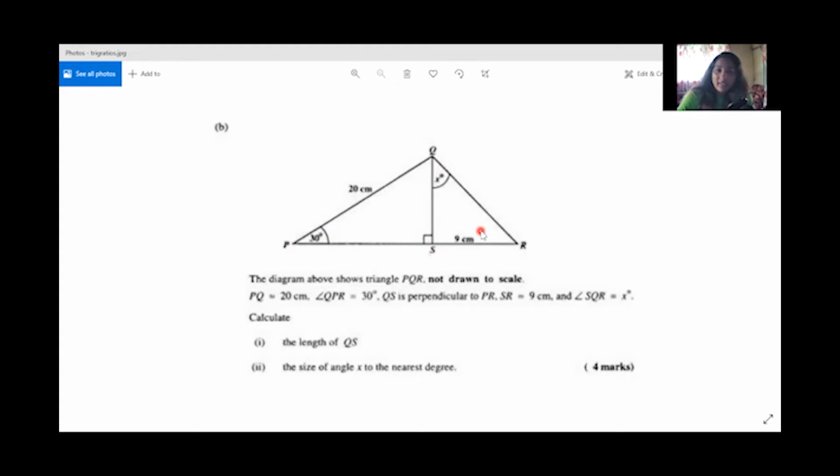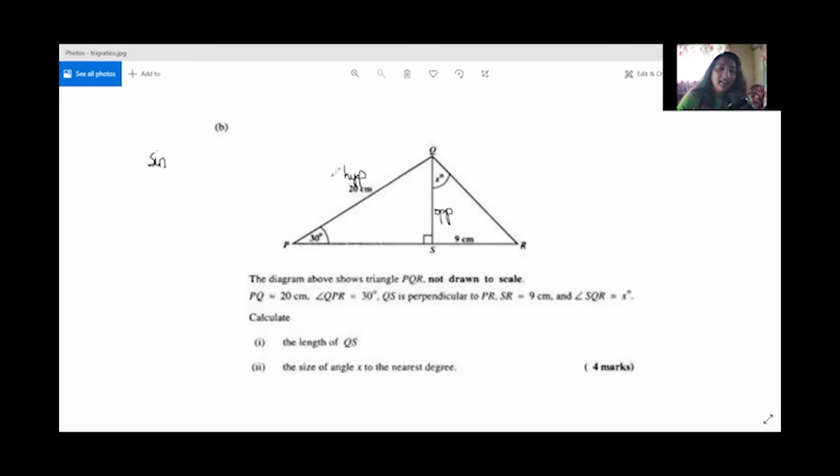Now, if I want to find the length of QS, to find the length of this side of the triangle, I need to know, first of all, which ratio I'm going to apply. In this case, when I look at this triangle, I can tell that I have the information for the length of the hypotenuse. So if I know my hypotenuse and I want to find the length of QS, which is the opposite side to the angle formed at QPS, this indicates that I should be using my sine ratio, because my sine ratio is opposite over hypotenuse.